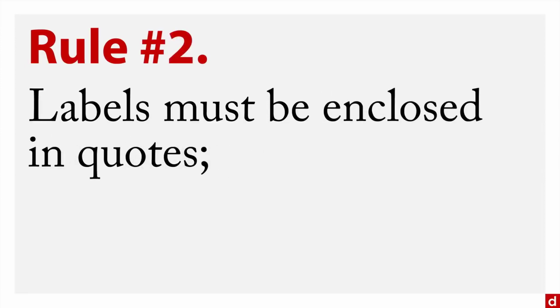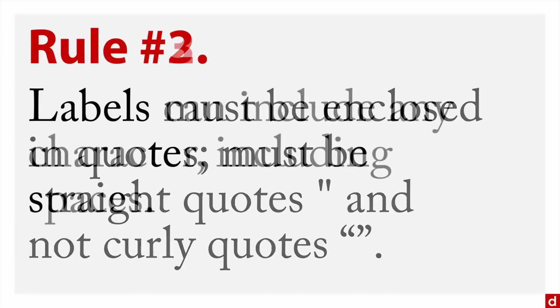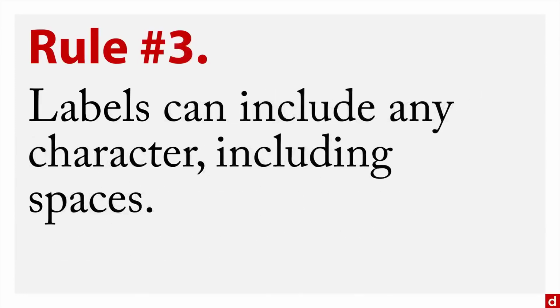Rule number 2, the labels must be enclosed in quotes. Although I'll tell you, they need to be straight quotes, the vertical ones, and not the curly quotes, or SPSS chokes on those. Rule number 3, labels can include any character, including spaces, which is something that you can't have in the variable name, but you can put it here. So that allows you to put labels that sort of float on top of the variable names, and those can show up in the variable lists. They can show up in the charts and the output that you create.